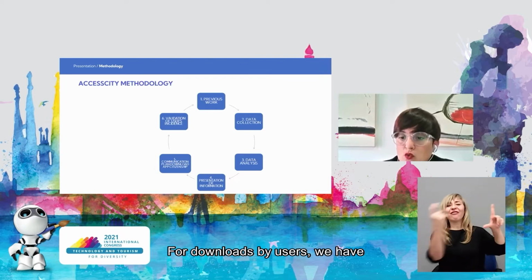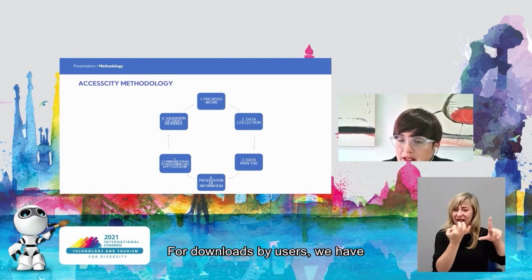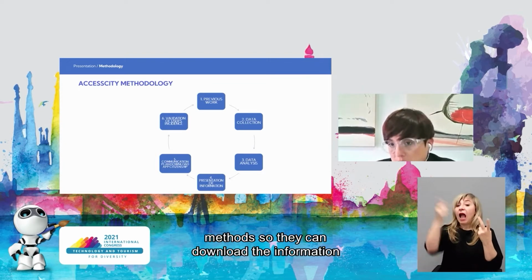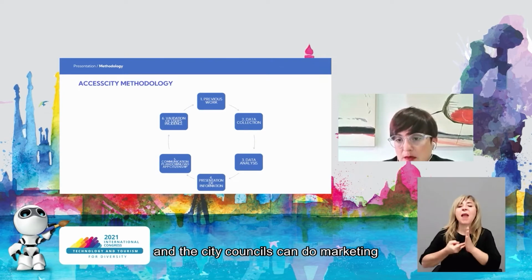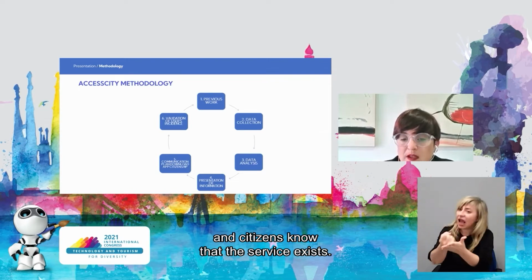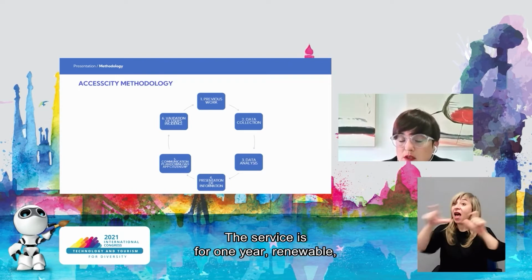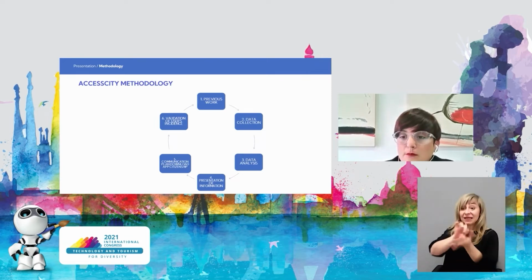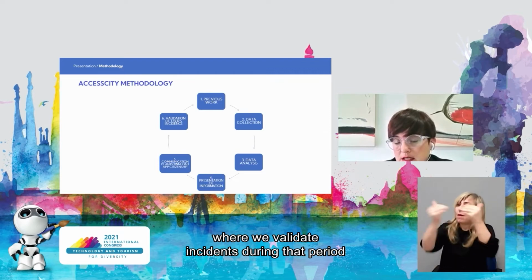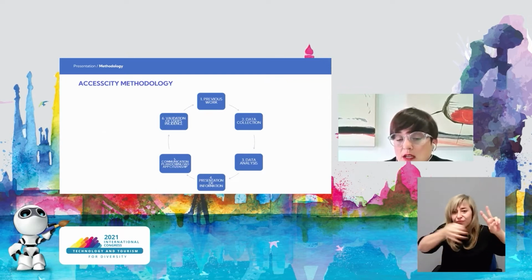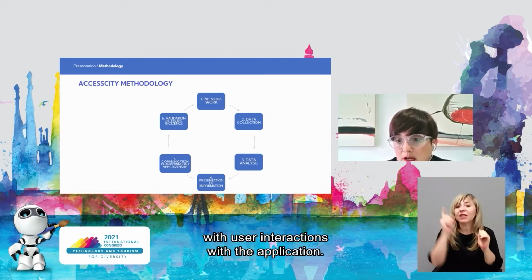Now, for the downloads by users, we have methods so that they can download the information and the city councils can do marketing and citizens know that this service exists. And after that, this service is for 1 year renewable, and we validate the incidents during that period with the user interactions with the application.